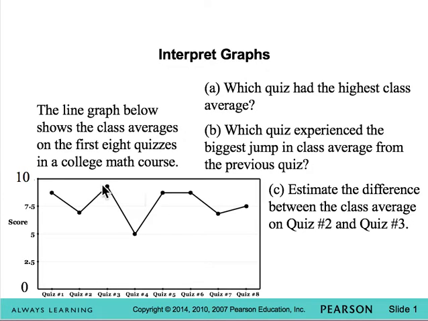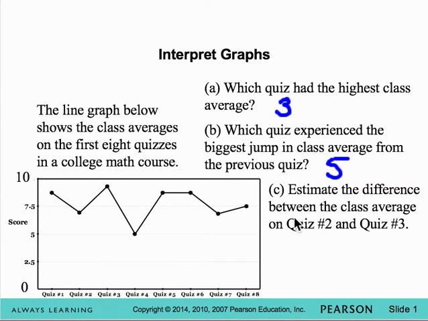Okay, well, the highest point is right here. So quiz 3 had the highest class average. Which quiz experienced the biggest jump in class average from the previous quiz? Okay, so that looks like right here is the biggest jump. Okay, so quiz 5 was the biggest jump from the previous quiz.